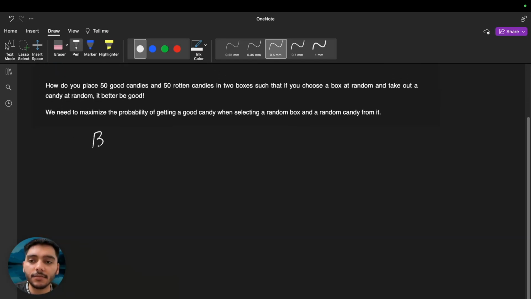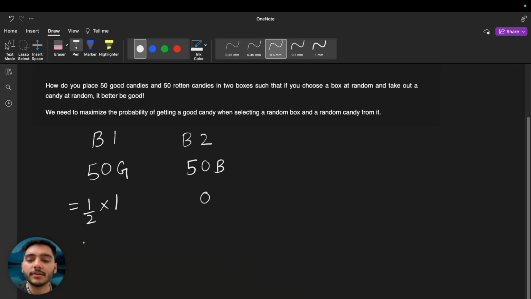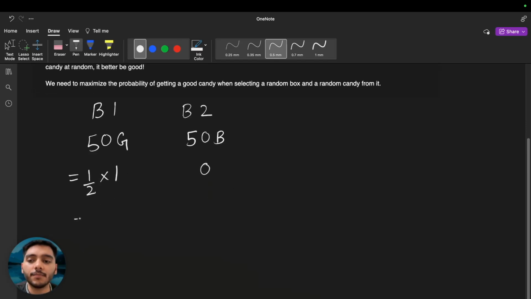We consider box 1 and box 2. In box 1, let's place all the good candies, 50 good candies. And in box 2, let's place all the bad ones. So the probability here becomes half into 1 and basically 0. So it's 0.5 here. The probability is 50%.